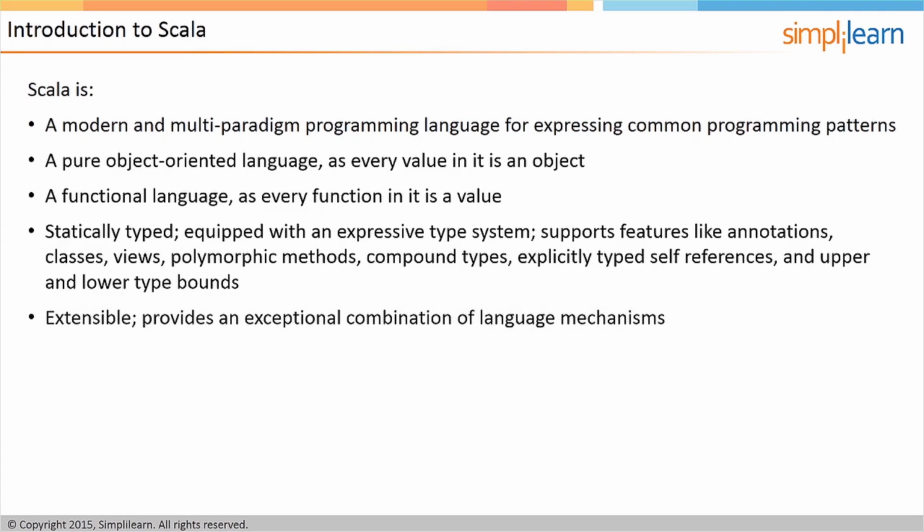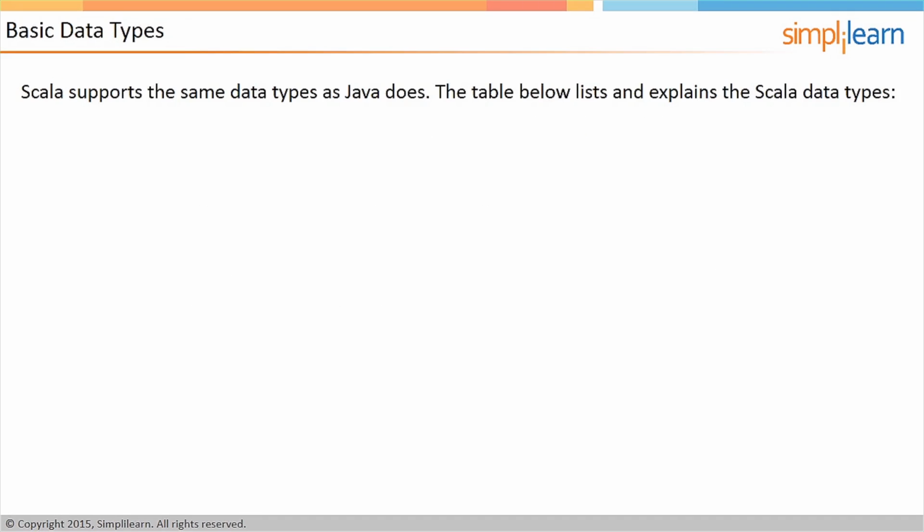When it comes to developing domain-specific applications, it generally needs domain-specific language extensions. Scala, being extensible, provides an exceptional combination of language mechanisms. Due to this, it becomes easy to add new language constructs as libraries. Scala supports the same data types as Java does, with the same precision and memory footprint.